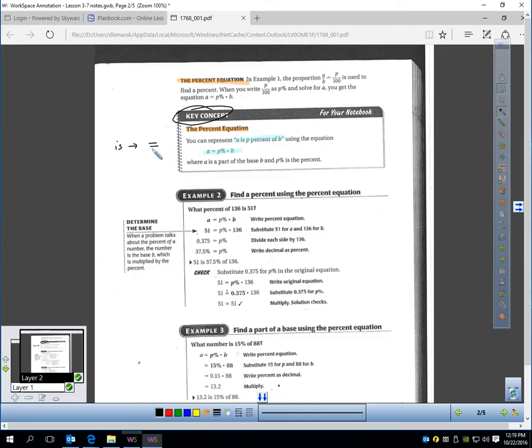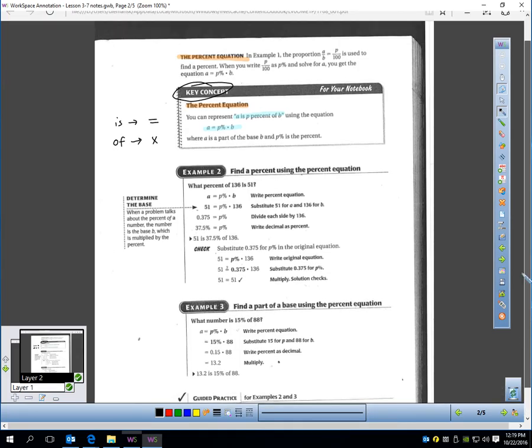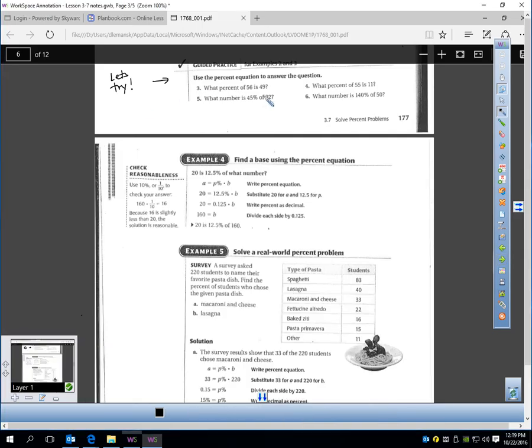Is a word that means equals. And in percentage problems, when you read the word of, it is telling you to multiply. Okay? So let's actually do a few problems by setting up a percent equation. Keep this in mind when we do these problems. They show you a couple examples here. I want to do some of our own, so we're not just copying these. So let's go down here and try some.